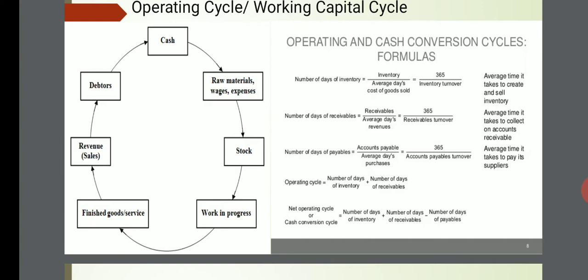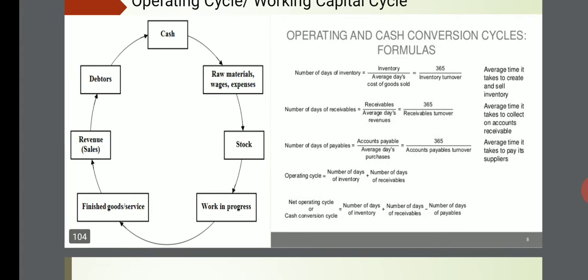Now, what do you mean by number of days of inventory? It means the average time it takes to create and sell inventory. What do you mean by number of days of receivables? It is the average time it takes to collect on accounts receivable. Number of days of payables is the average time it takes to pay its suppliers. What is the operating cycle? It is number of days of inventory plus number of days of receivables. And what is the net operating cycle or cash conversion cycle? It is number of days of inventory plus number of days of receivables minus number of days of payables.